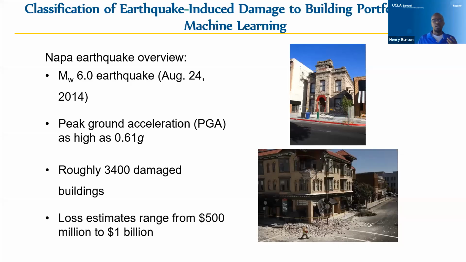So we developed a classification model of earthquake-induced damage for building portfolios. We use a data set from the 2014 South Napa earthquake. This is some information about the earthquake. It was a magnitude 6.